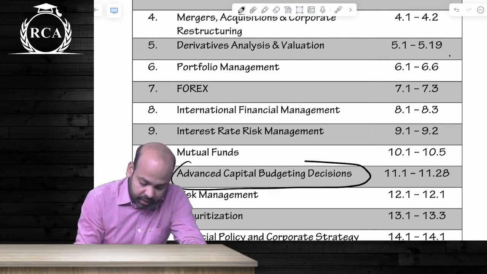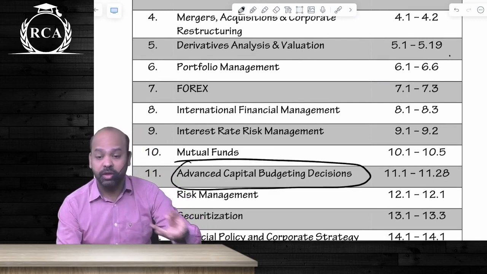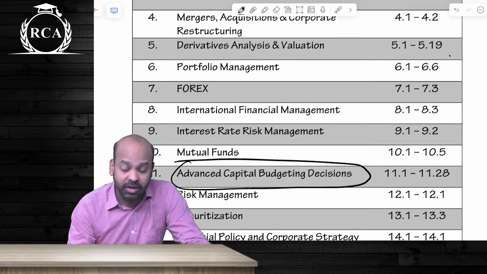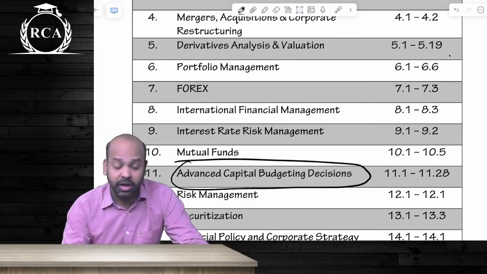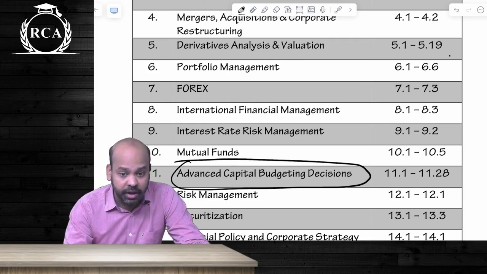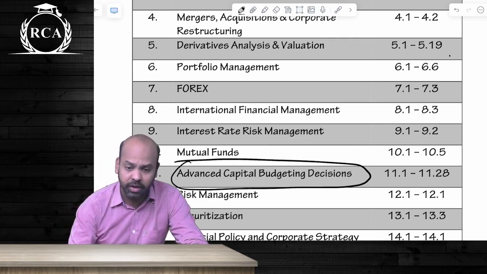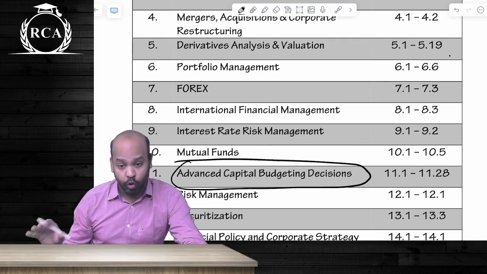Risk analysis. If you try to recall, you must have learned about computation of standard deviation, that is risk, and computation of coefficient of variation. You did risk adjusted discounting rate, certainty equivalent approach, sensitivity analysis, and scenario analysis. All of those topics are included in this chapter.